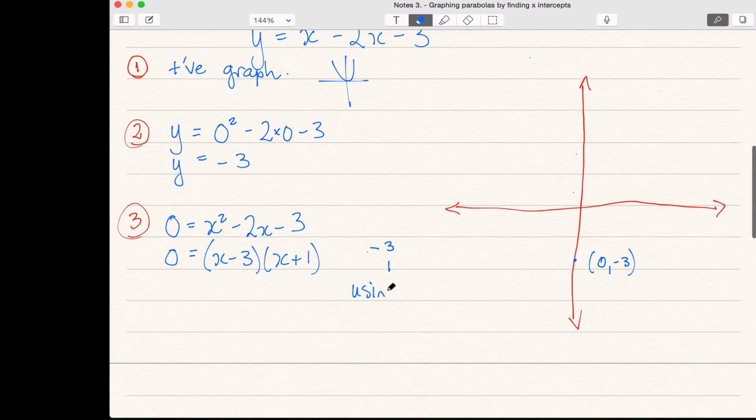And using the null factor law, we get x equals 3 or x equals negative 1. And the last part of our step 3, once we've found our two x-intercepts, is to put some dots in. So x equals 3 and negative 1.